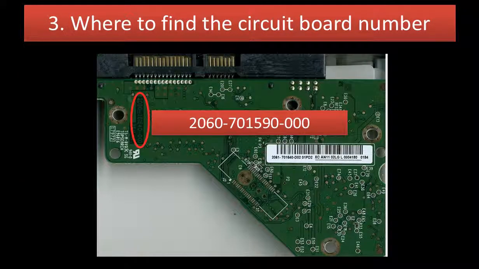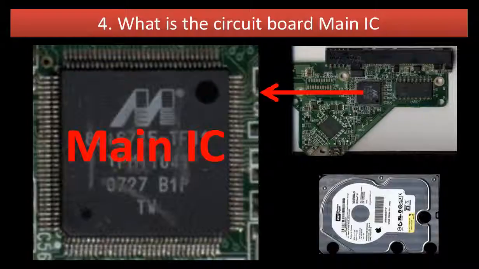Where to find the circuit board number? The circuit board number can be found on the white sticker or on the green circuit board, as the picture shows. What is the circuit board main IC? The main IC is the main chip on the circuit board, which controls all other chips.